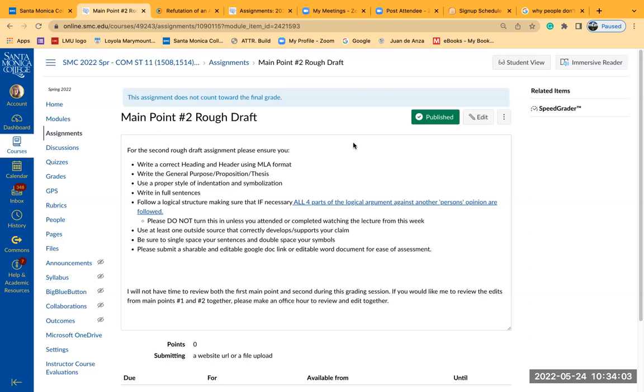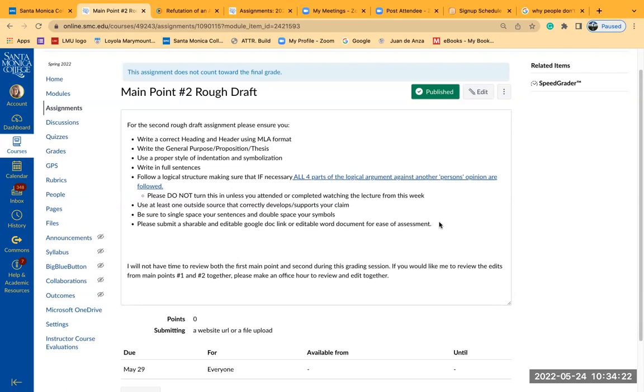Then use at least one outside source that correctly develops or supports that initial claim, beginning that argument. Be sure to single space your sentences and double space in between the symbols, and either submit a shareable or editable Google Doc or a Word doc. So try not to make this into a PDF if you can.